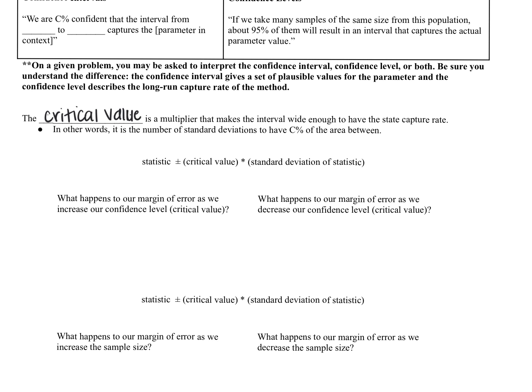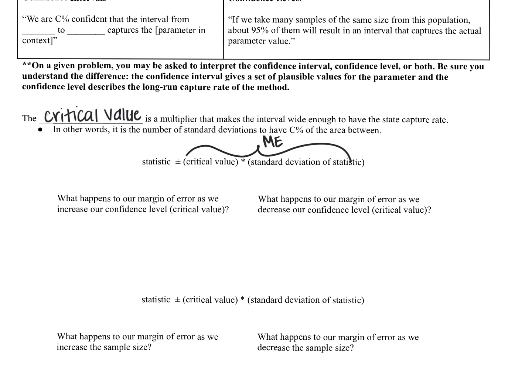So the critical value is basically your number of standard deviations to have your percent of area in between. So our statistic, which is our sample, plus or minus the critical value times your standard deviation, that's what gives you your margin of error, which I'm going to abbreviate ME because I don't like to write out margin of error. So the margin of error is calculated by taking your critical value and multiplying it by the standard deviation.